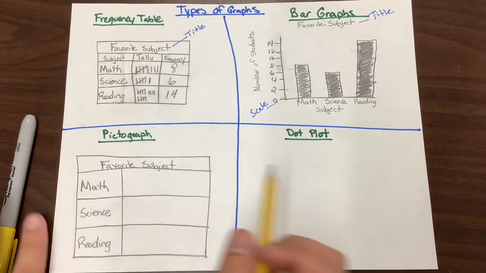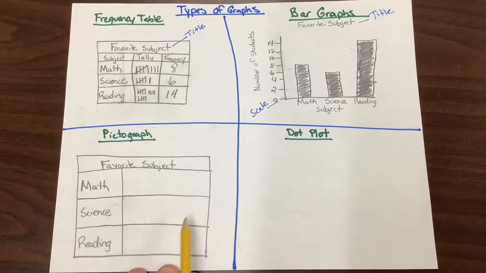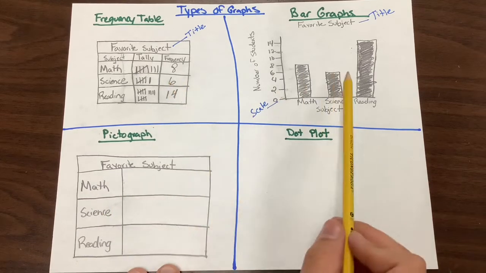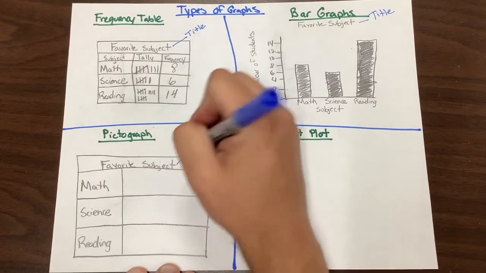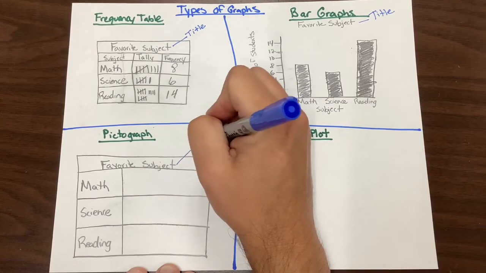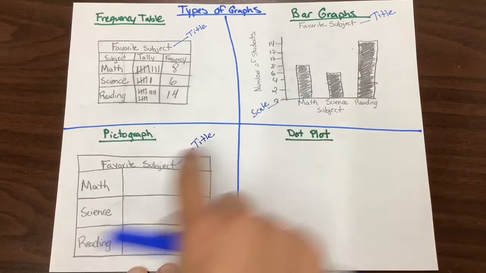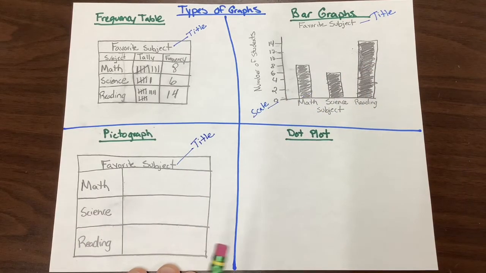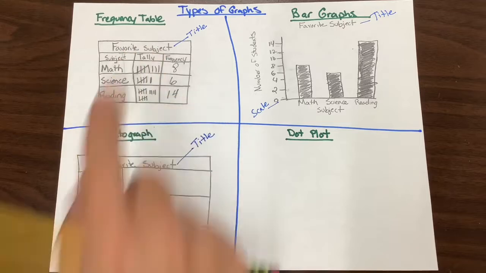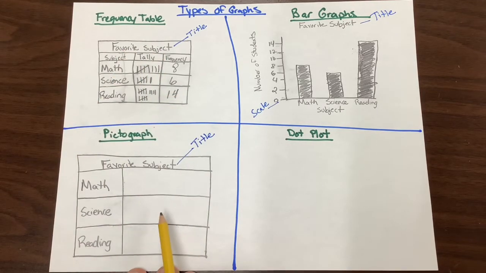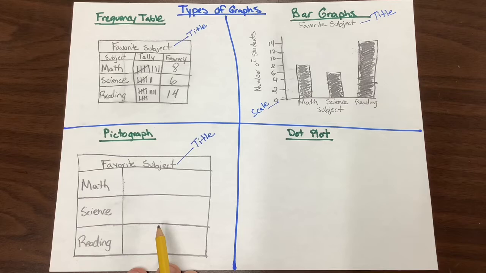Now, what's something you notice about our pictograph that is similar to the other graphs? Yes, it has a title. So far, all of them have a title because we need to know exactly what this graph is talking about. So here, favorite subject, and we're going to draw pictures to represent this.